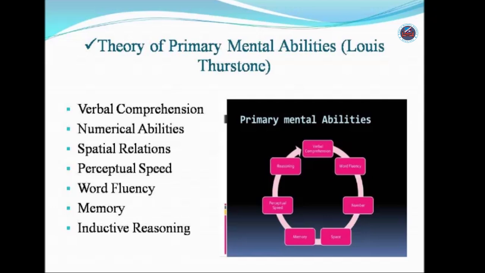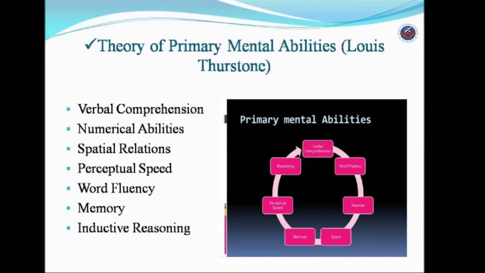Then comes spatial relation. It is all about space. Here, the example can be individuals who are good in visualizing patterns and forms. We can consider it as visual thinking, which means you are going for hiking where you have a compass and a map. Then you start visualizing in order to reach your destination. Then comes perceptual speed. It is all about speed in perceiving the details.